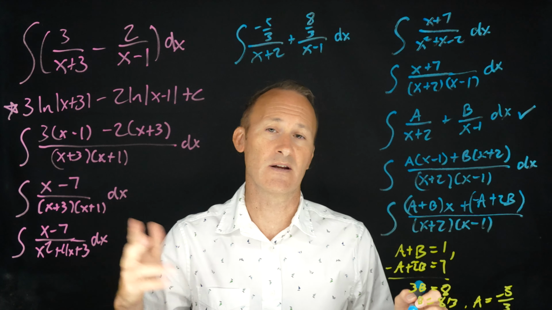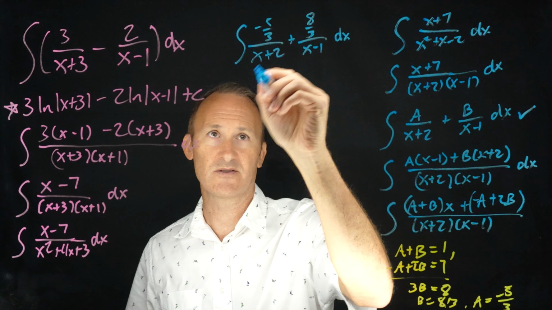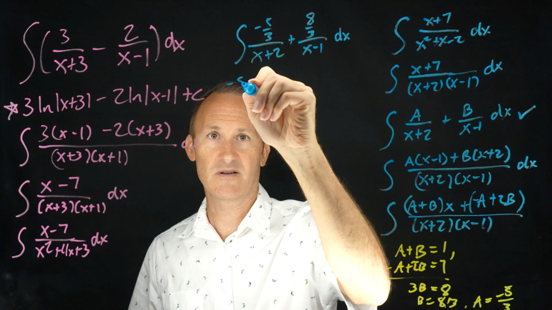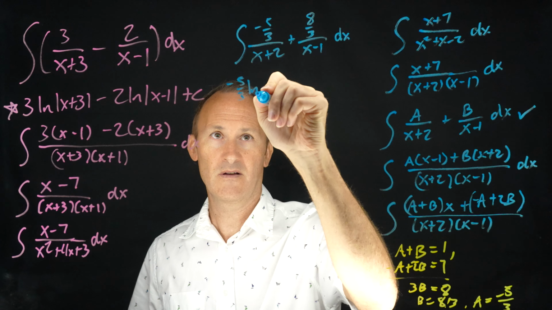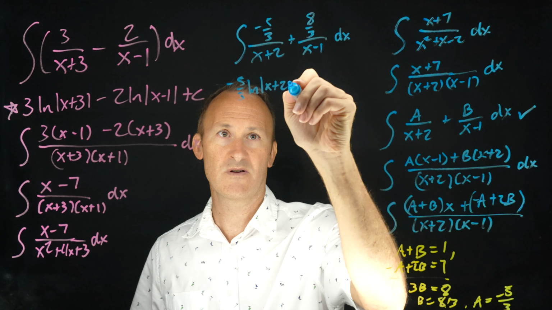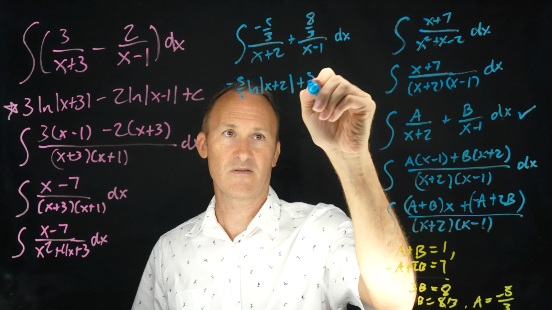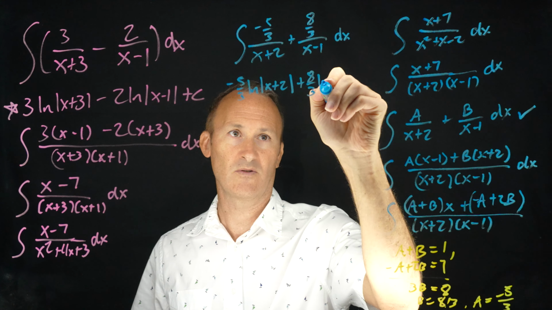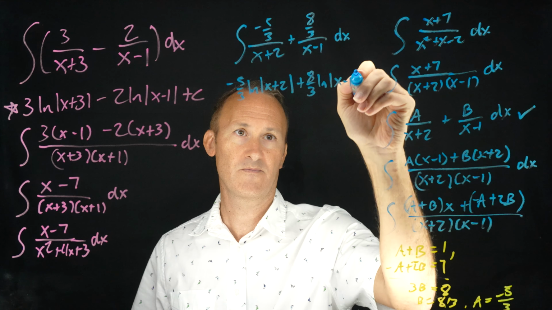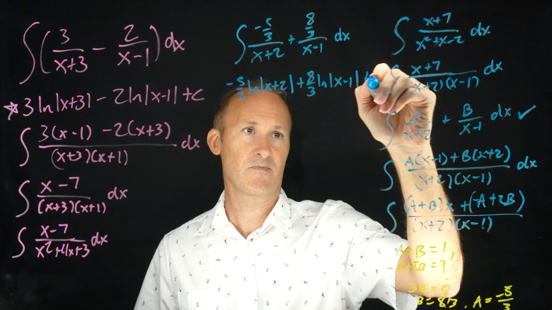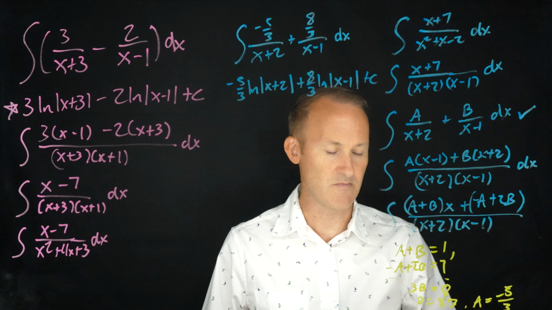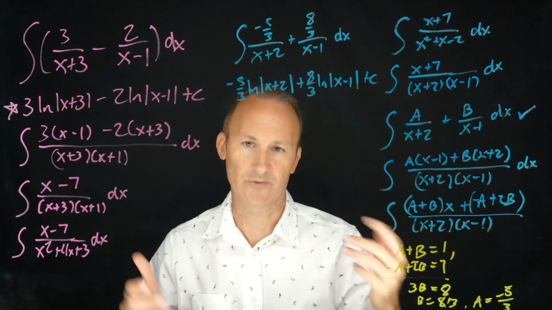If we integrate it, it's just these times the ln's. You can pull out the constants. So it's negative 5/3 natural log of x plus 2, plus 8/3 natural log of x minus 1, plus c. Okay, so that's the method of partial fractions.